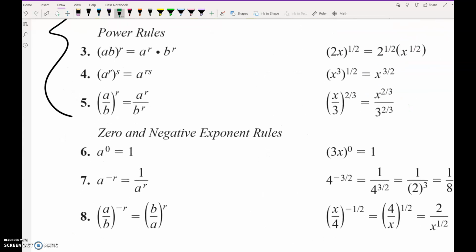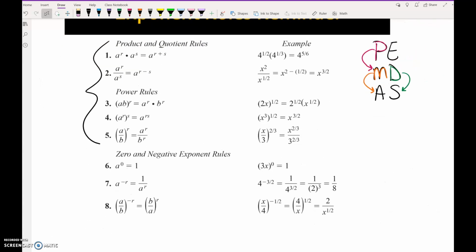So take a look at number 7. If we have something with a negative exponent, it moves to the bottom and it's 1 over whatever that thing was with a positive exponent.